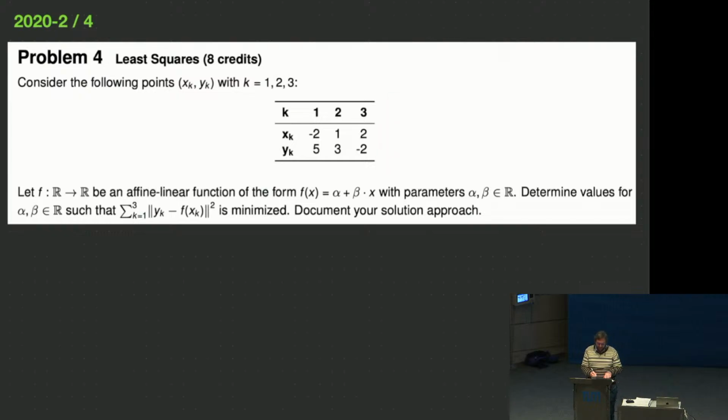Here's a table of points: x-coordinate, y-coordinate, and a number, k. We want an affine linear function of this form here, alpha plus beta x, with these 2 parameters that we want to determine now. And we want to determine values for these parameters such that this here, the sum of least squares errors, is minimized.